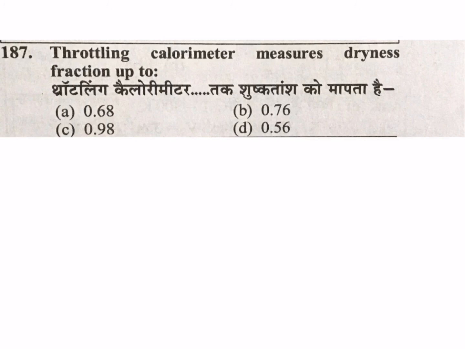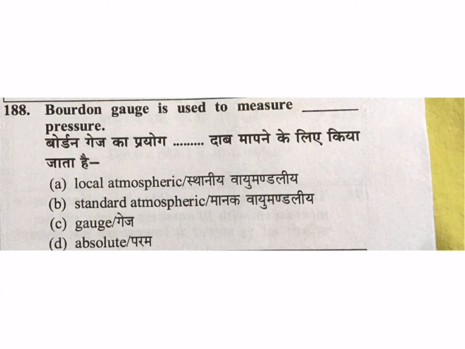Throttling calorimeter measures dryness fraction up to 0.98. C is your correct answer. Then next question. Bourdon gauge is used to measure pressure. Bourdon gauge, this is gauge pressure. By the name itself, the Bourdon tube pressure gauge is used to measure gauge pressure. C is your correct answer.